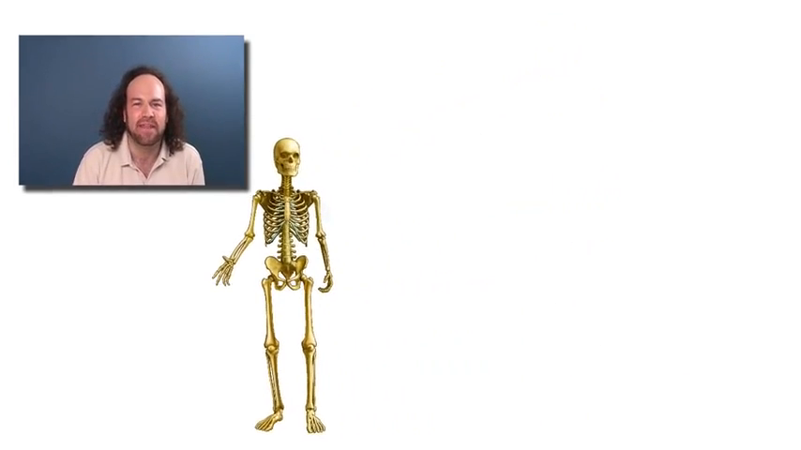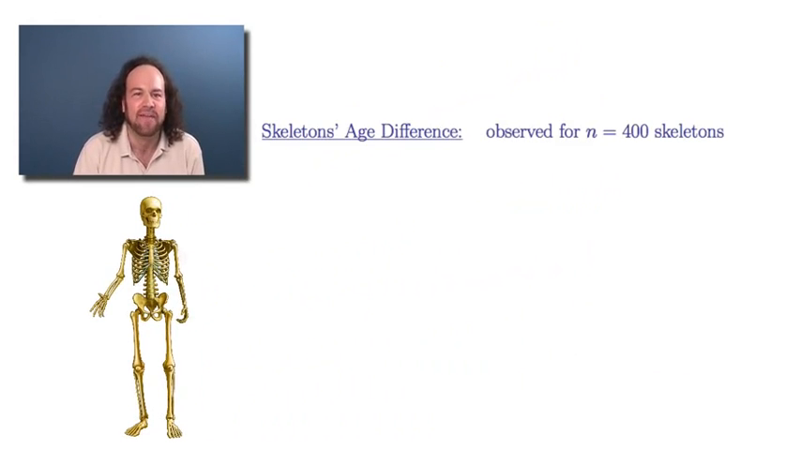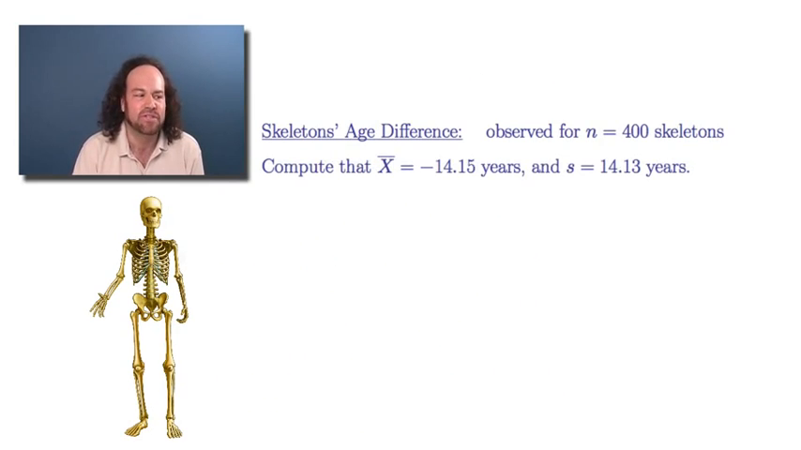For another example, let's go back to our old friends, the skeletons, once again. Remember with the skeletons, we had the age difference between their estimated age and their true age. We had this observation for 400 different skeletons. And in that case, we computed that x bar, the sample average of the difference between the estimated minus the actual age, was equal to 14.15 years. And the corresponding estimate of standard deviation, s, was equal to 14.13 years. It's just a coincidence that those two numbers are so similar.